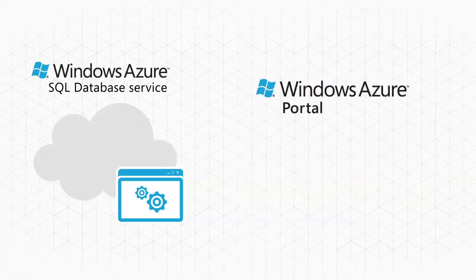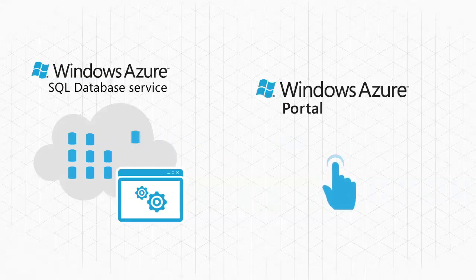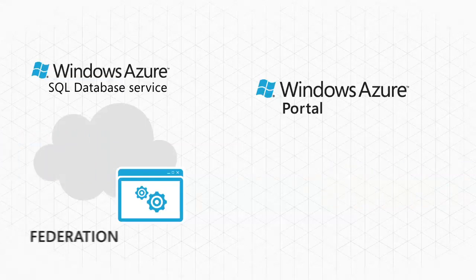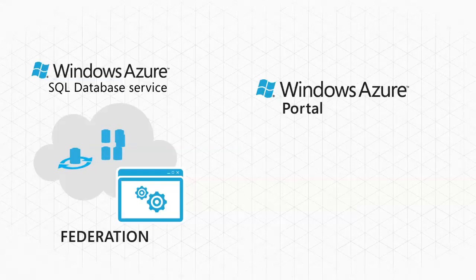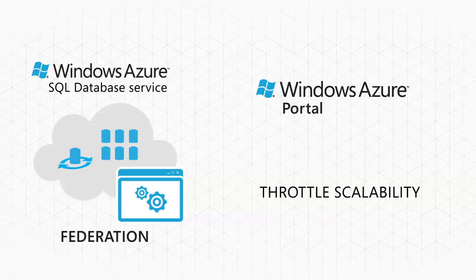With simple self-provisioning, SQL Database Service makes it easy to build and scale your database applications to hundreds of nodes using the dynamic scalability features of SQL Database Service. This is done by using the SQL Database Federations capability, which allows you to scale out a single logical database across many nodes to meet application demand. You can also throttle the scalability directly from the Windows Azure portal.